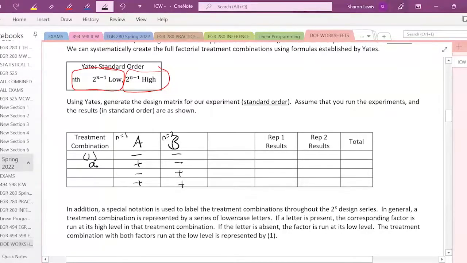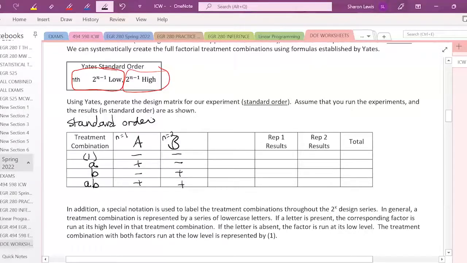In the next run, B is the only one that's high, so we call that B. And in the last run, both are high, so we name that AB. You put the letter there if that factor is at its high level. So this is the standard order for a 2 to the 2.